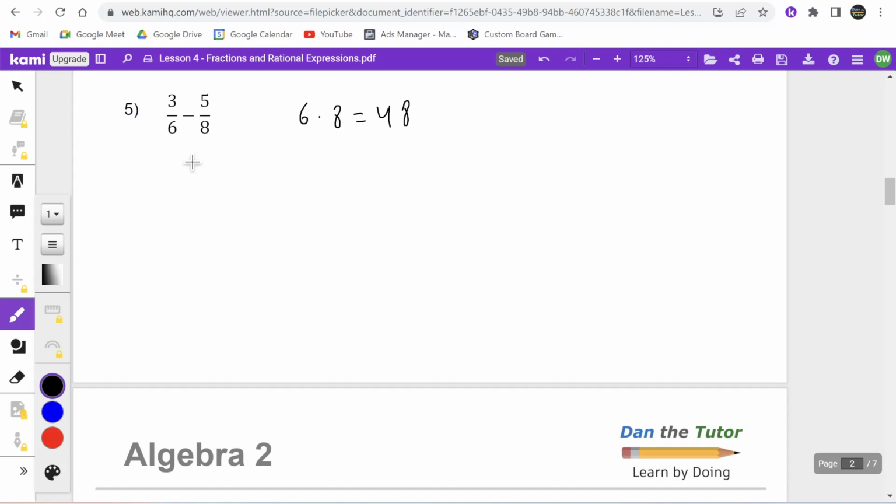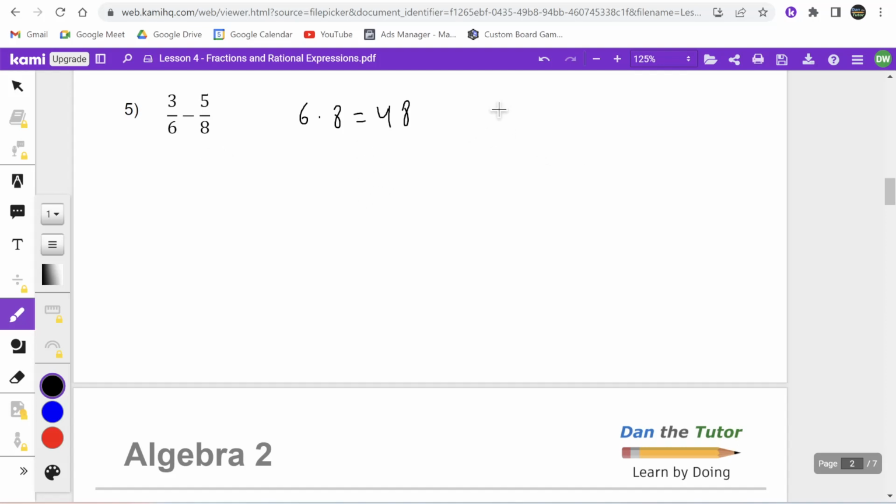Because I know 6 and 8 are both divisible by 2, so I know there's going to be something in between here that's going to make it easier for myself. Now, what I'd recommend here, if you feel like there's going to be a common denominator less than 48, for instance, write out the first few multiples of 6 and 8.